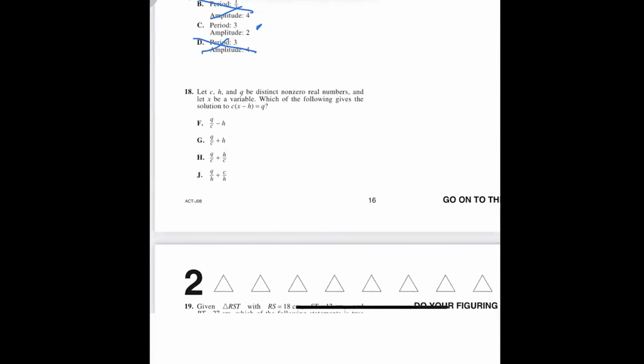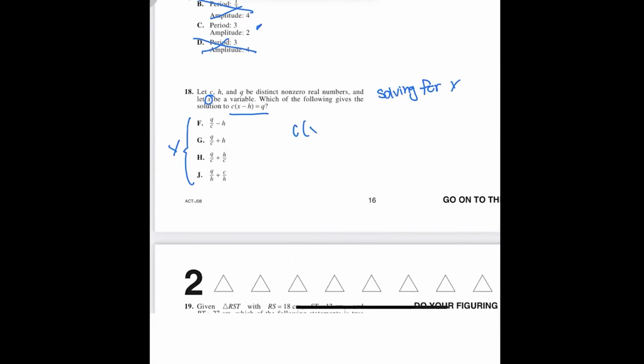So on number 18, they give a lot of craziness, but you just have to narrow down what they're asking. So which of the following gives a solution to this? And what you need to know is what they're actually solving for, and this is let x be a variable. And if you see all of these do not have an x in them, so they're solving for x.